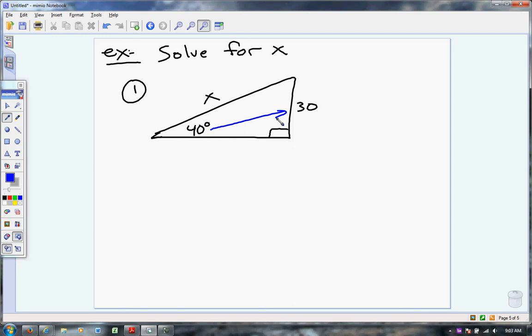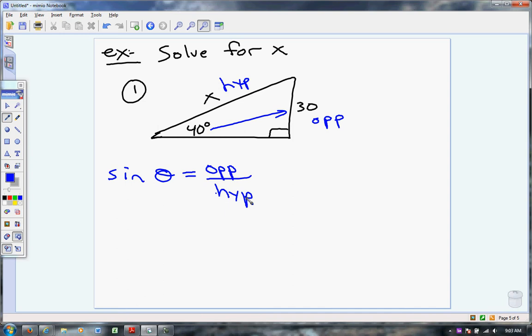Okay, this is the opposite side. All right, and I'm trying to find the hypotenuse. So which trig function relates the opposite side to the hypotenuse? Isn't it sine? Okay, the sine of theta equals the opposite side over the hypotenuse. That's the one that I need to use. And then we just fill in the blanks.